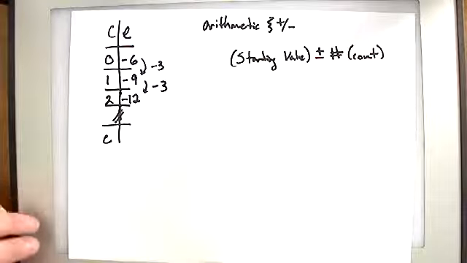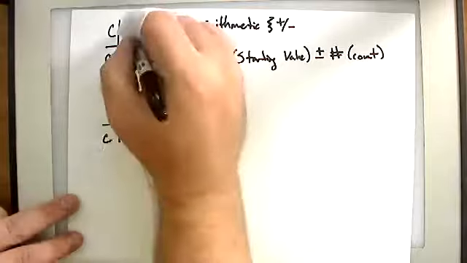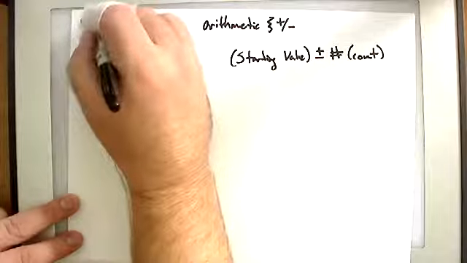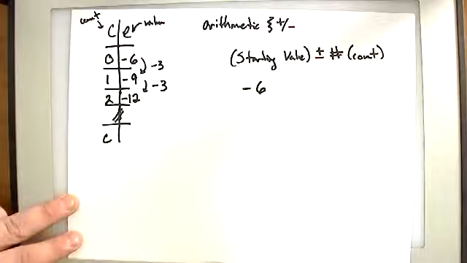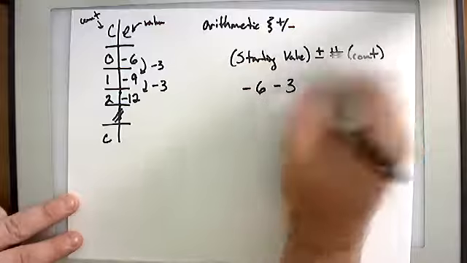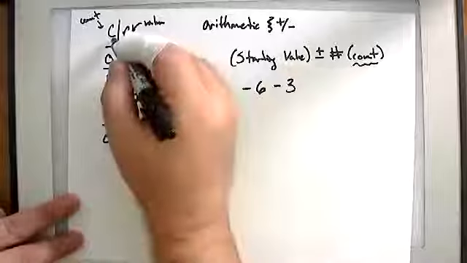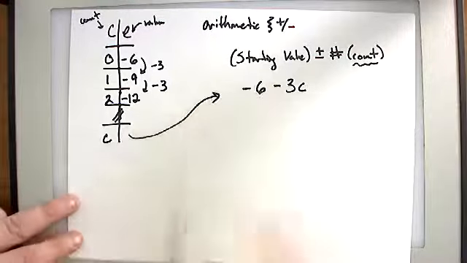Let's think about what this formula would look like. What was the starting value? The starting value was negative 6 right here, because again, remember, the right side is the value. The left side is simply just a count. So our starting value was negative 6, right? Then we subtracted 3. That's the number. We added or subtracted a number. We subtracted 3. And we did it how many times? Well, what was the count here? C. So C times. Negative 6 minus 3C. Okay? Hopefully that's getting a little bit clearer, a little bit easier for you.